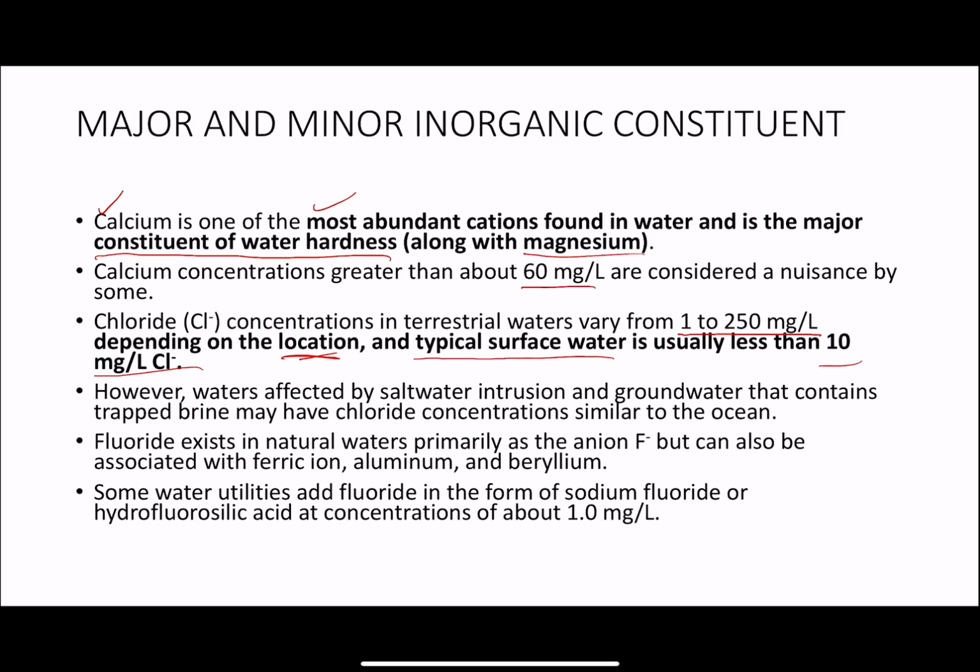If you have a water body that is affected by salt water intrusion, and of course groundwater that contains trapped brine, this is like brackish water, it may have chloride concentration similar to the ocean itself. Next, fluoride, which exists in natural water primarily as an anion F-. But this can also be associated with ferric ion, aluminium, and beryllium.